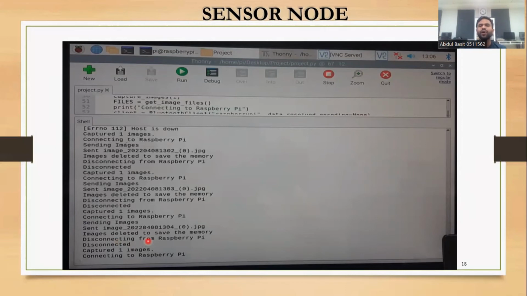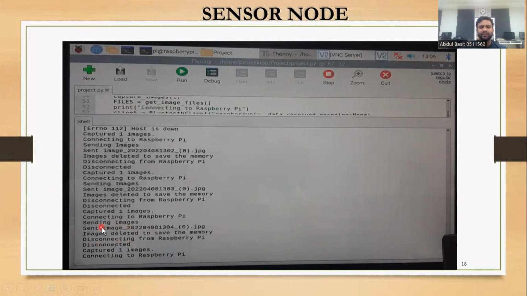We can set 1 image per hour, or we can set 4 images per minute. The disconnection was done because every time it is connected, it consumes power. So whenever we have an image, we only connect the Raspberry Pis together at that time.